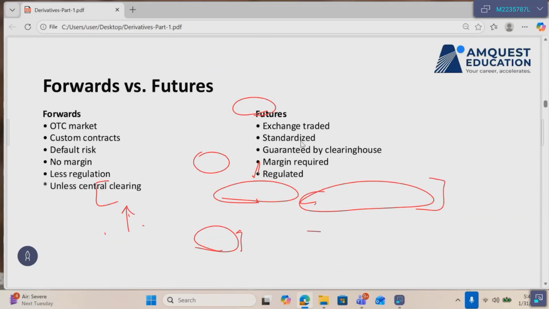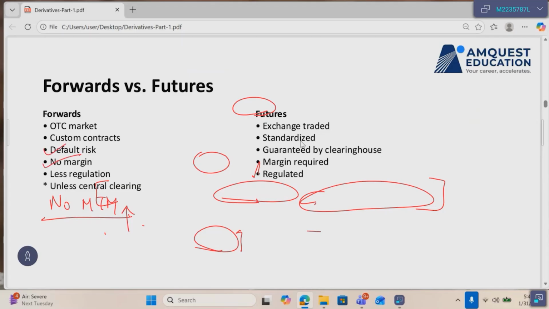Clear? So a quick recap between forwards and futures. Very important, please learn this very well. Forwards are not regulated or standardized, but futures are properly regulated. Futures are exchange traded, forwards are OTC. Default risk is there in forwards, not in futures. Margin is not required in forwards because there's no mark to market. So remember, when mark to market happens, margin is needed. If mark to market doesn't happen at all, then margin isn't needed either, and default risk can exist.